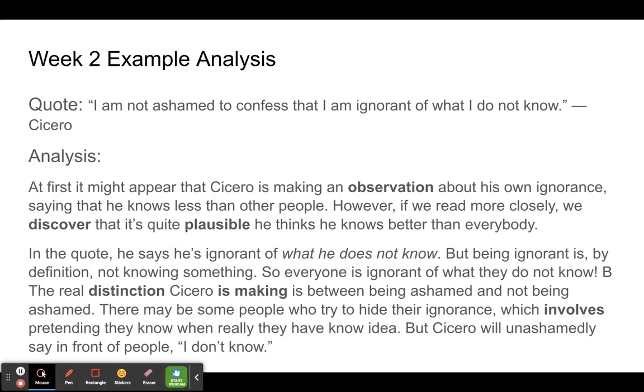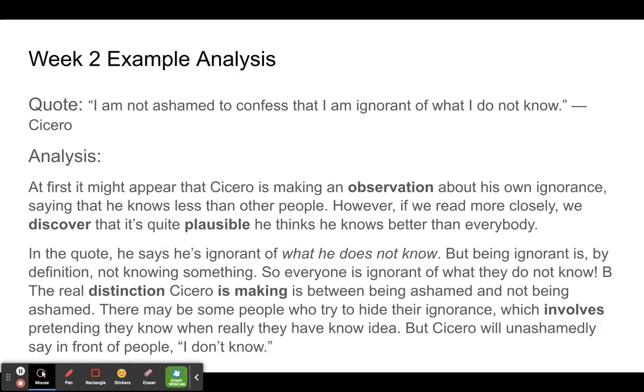However, if we read more closely, we discover that it's quite plausible he thinks he knows better than everybody. In the quote, he says he's ignorant of what he does not know. But being ignorant is, by definition, not knowing something. So everyone is ignorant of what they do not know. The real distinction Cicero is making is between being ashamed and not being ashamed.